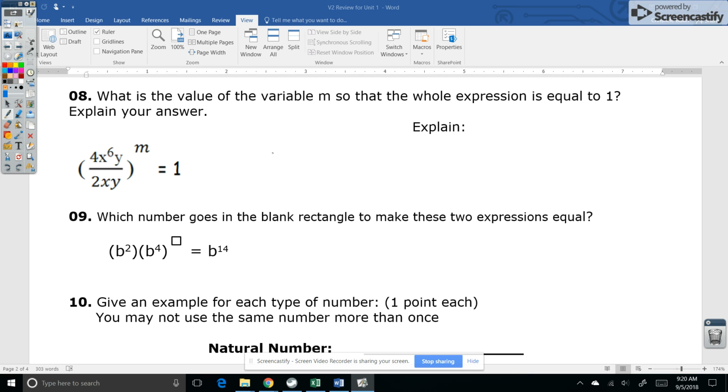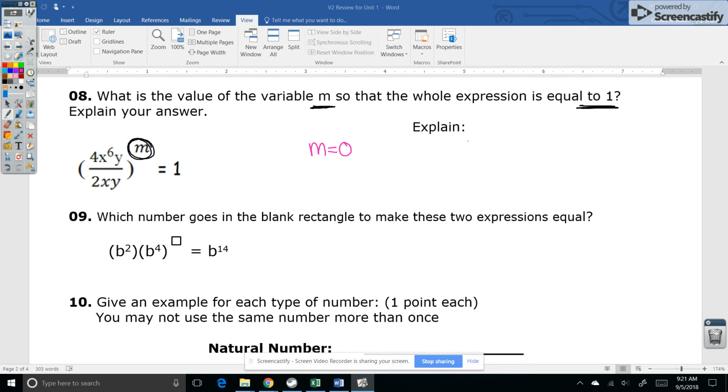Okay, picking back up with number 8, it says, what is the value of the variable m so that the whole expression is equal to 1? So what does this have to be to make this fraction equal to 1? So this is a very simple answer. M has to be 0. Anything to the 0 power is equal to 1.